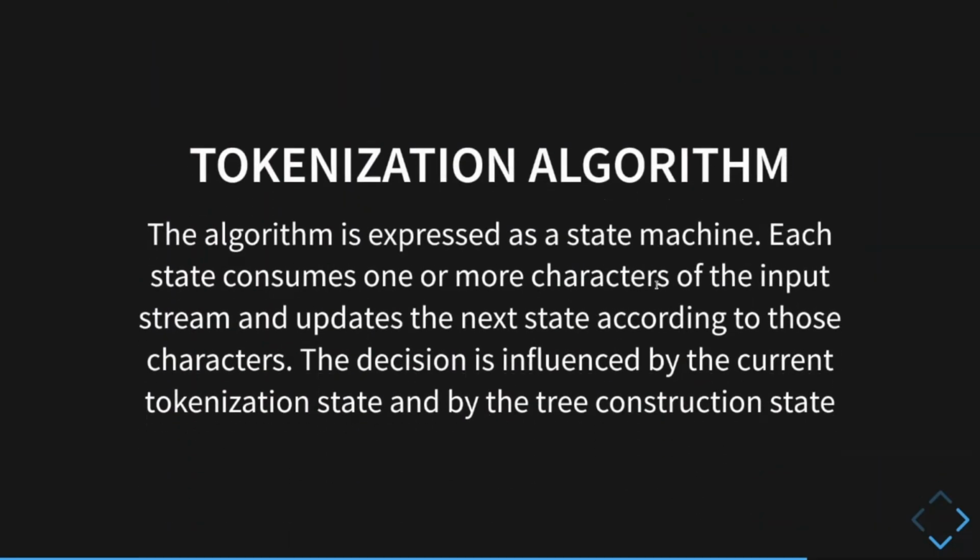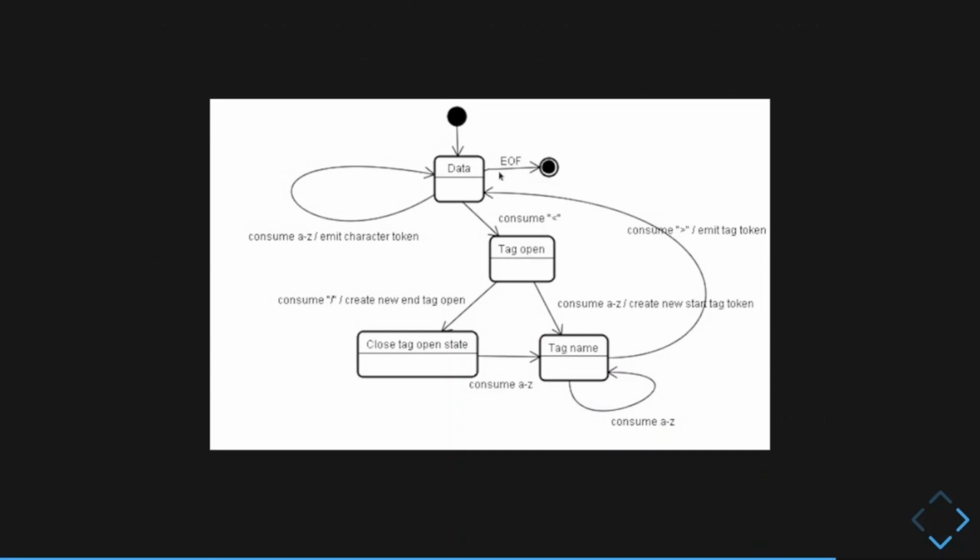So the tokenization algorithm is expressed as a state machine. Each state consumes one or more characters of the input string and updates the next state according to those characters. The decision is influenced by the current tokenization state and by the tree construction state. So we have the states of the state machine: data, tag open, tag name, and we start from this. If it's EOF, end of file, we emit an end-of-file token. If it's a tag open, we consume it, create a new tag, go to the tag open state, and consume as tag name.